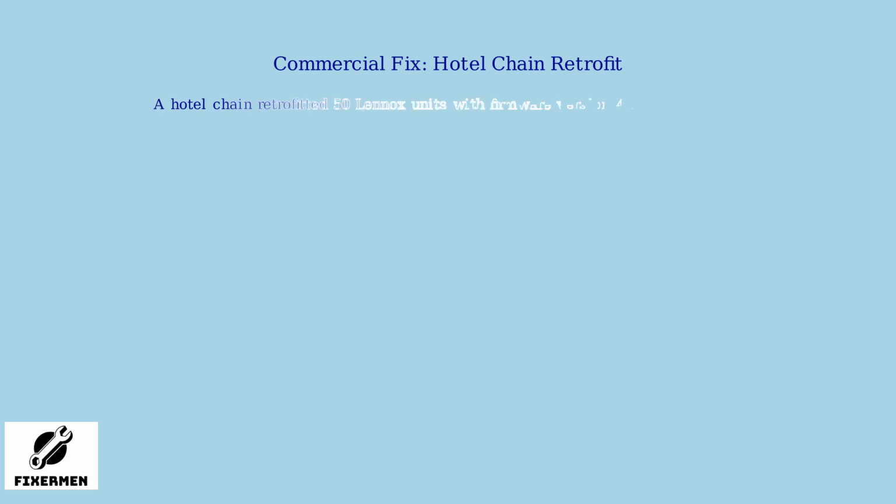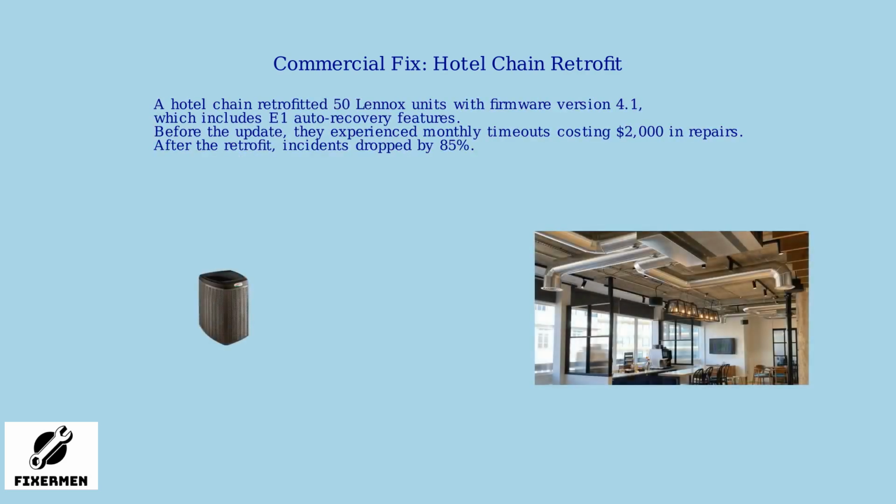Now consider a commercial example from a hotel chain. They retrofitted 50 Lennox units with firmware version 4.1, which incorporates advanced E1 auto recovery capabilities. Prior to the update, monthly communication timeouts resulted in $2,000 in repair costs. Following the firmware upgrade, error incidents decreased by 85%, significantly reducing downtime and maintenance expenses. This case illustrates the value of professional firmware updates for larger installations.